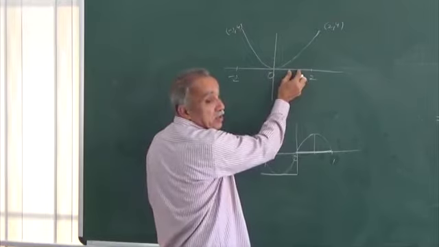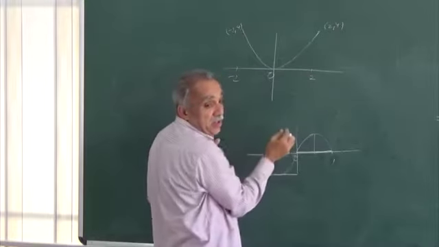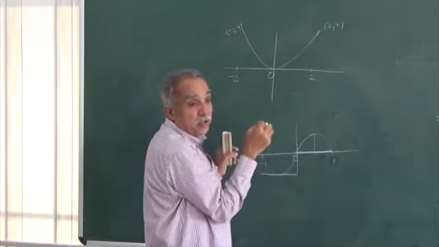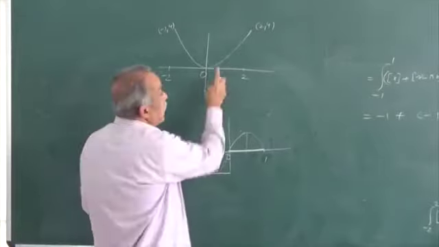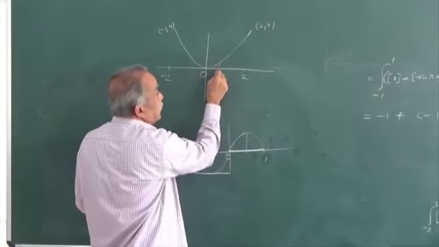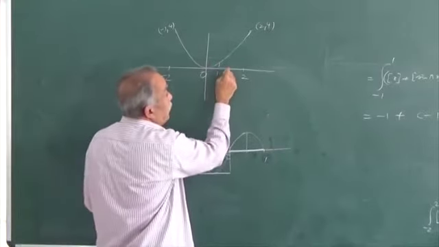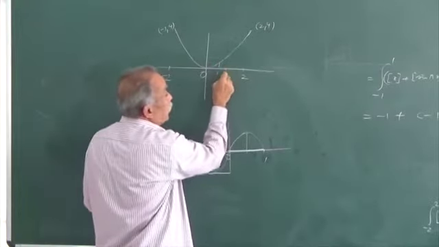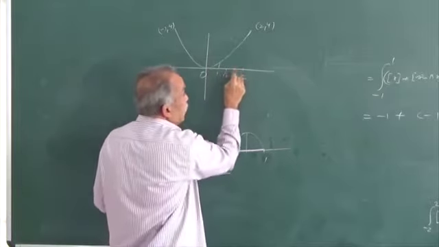For points here, it will be 1. For points here, it will be 2. Then it will be 3. We have to mark those points where the integer part changes. The height becomes 1 at x equal to 1. The height becomes 2 at x equal to root 2. And the height will be 3 at x equal to root 3.